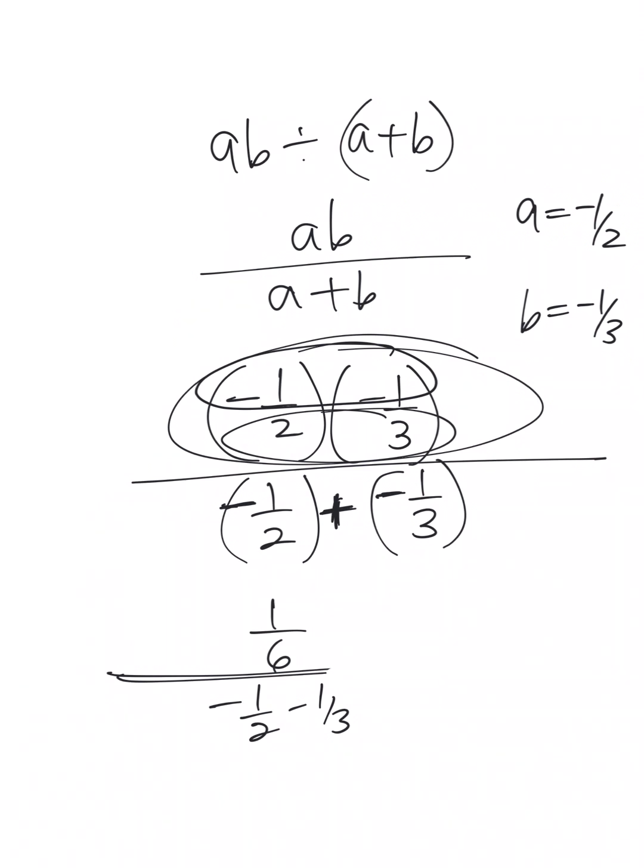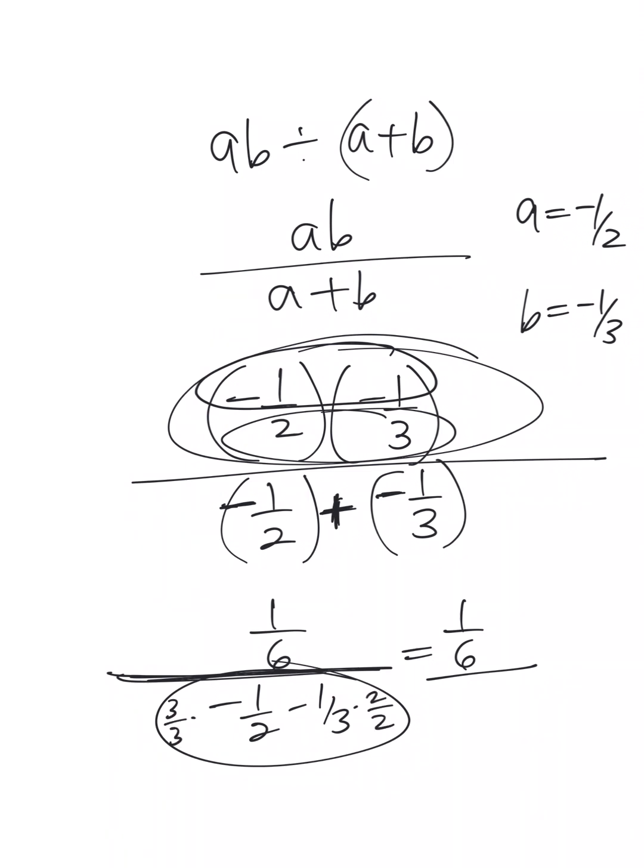And now we're going to proceed and write 1/6 divided by, and now we have to evaluate this. In order to evaluate that, we need a common denominator. So 3/3 on the left, 2/2 on the right. So we have negative 3/6 minus 2/6. That becomes 1/6 divided by negative 5/6. Okay. 1/6 divided by negative 5/6.